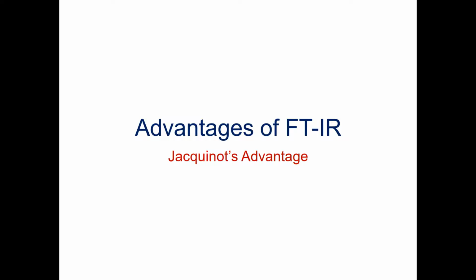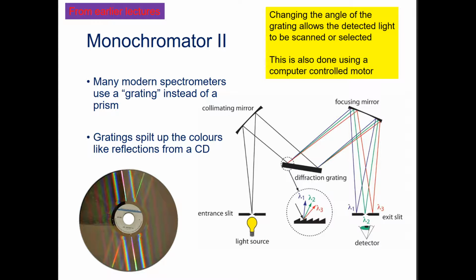The next advantage that we will talk about for FTIR is that of Jacquinot's advantage, which is to do with sensitivity. From previous lectures, we know that many modern spectrometers use a grating instead of a prism, which splits up the colours like reflections from a CD. Changing the angle of the grating allows the detected light to be scanned or selected. This is also done using a computer-controlled mirror.